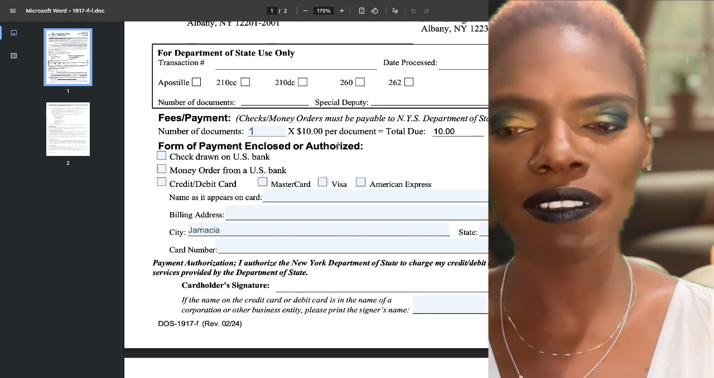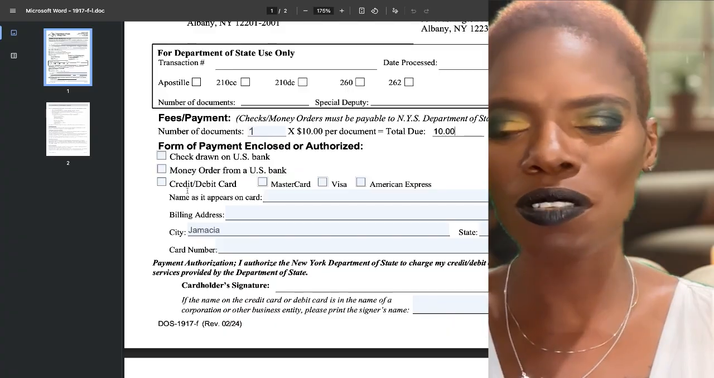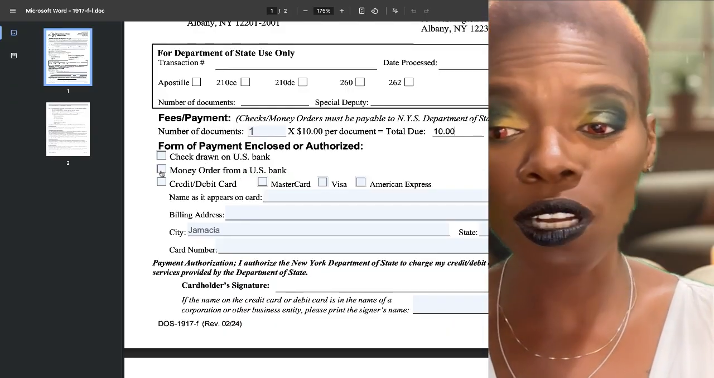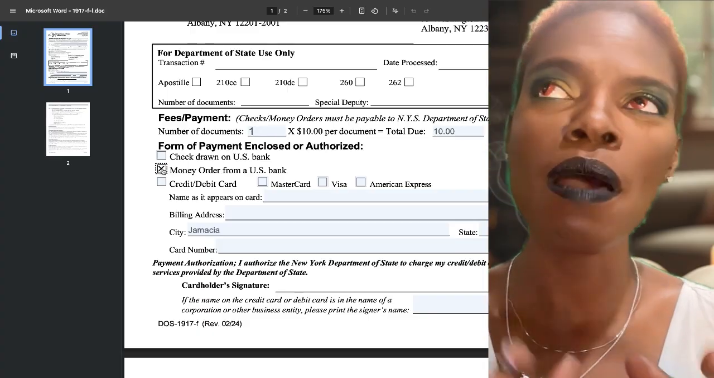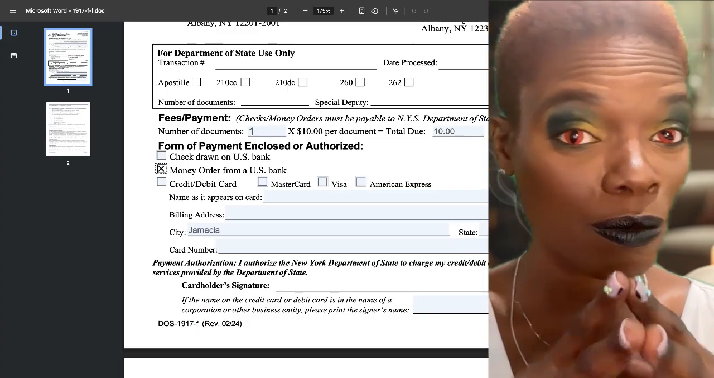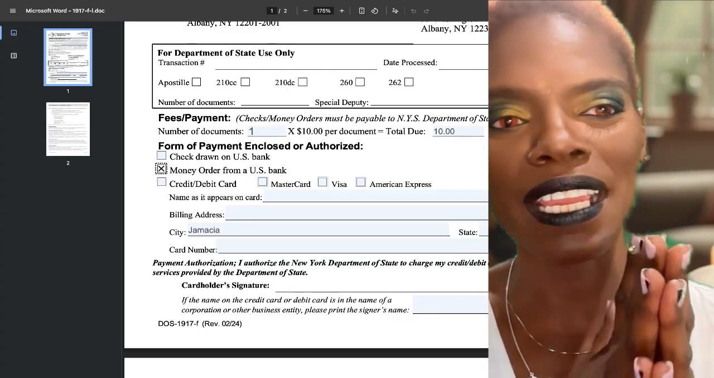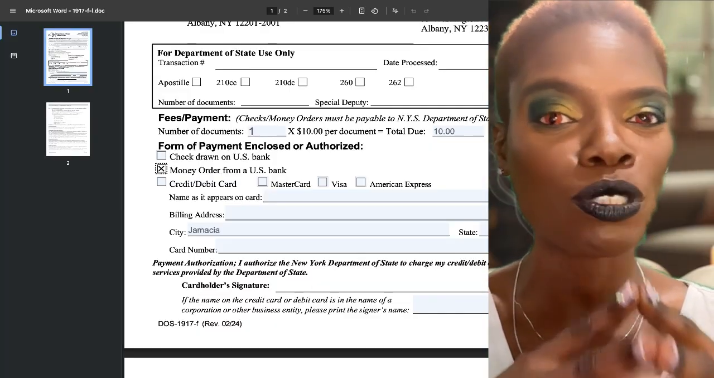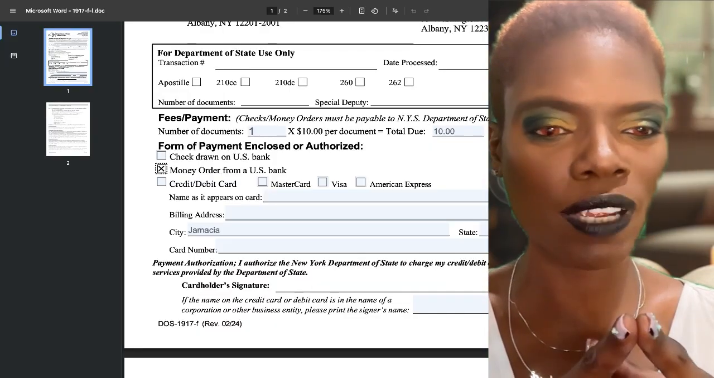Form of payment. We have three different options: credit, debit, money order, or a check. I personally like to use money orders. Money orders to me allow me to keep track of all of my biddings or working, whatever I am doing. That is like proof, a paper trail.